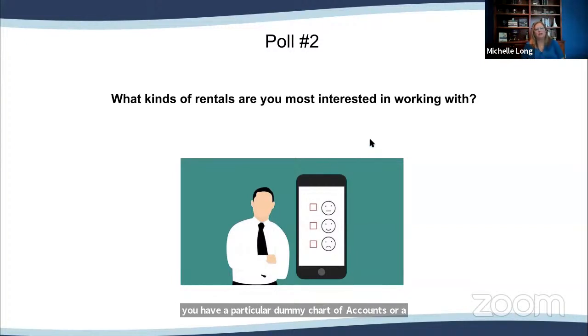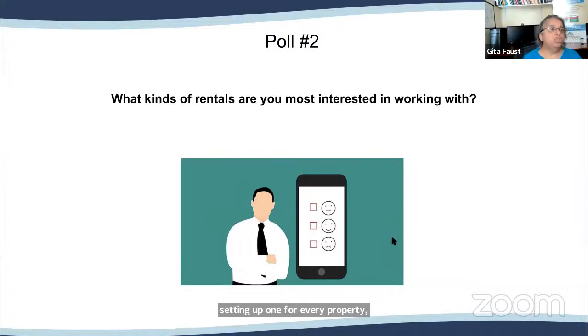Do you set up these properties by customer so you can run the P&L by customer, or do you use classes? I know we've got some of this coming later, but what's your standard chart of accounts? You're not setting up one for every property. No, we are not.